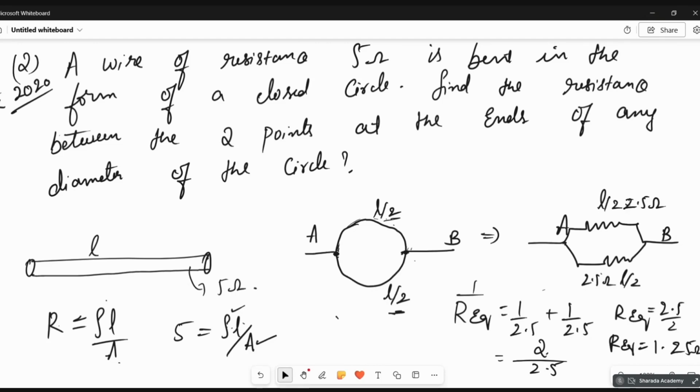Okay. It was asked in 2020. You can just write, since the length of each resistor becomes L by 2, so resistance will be equal to, or you can write this as R1, R2. R1 will be equal to 5 by 2, that is 2.5. Right.